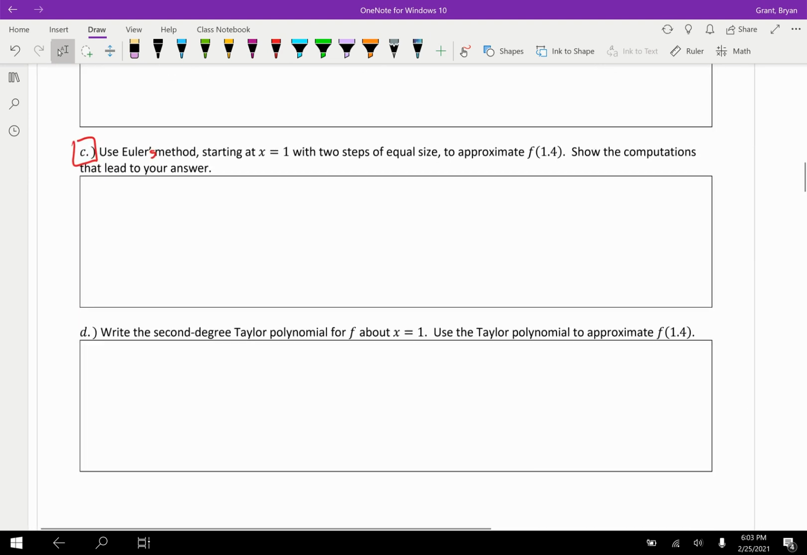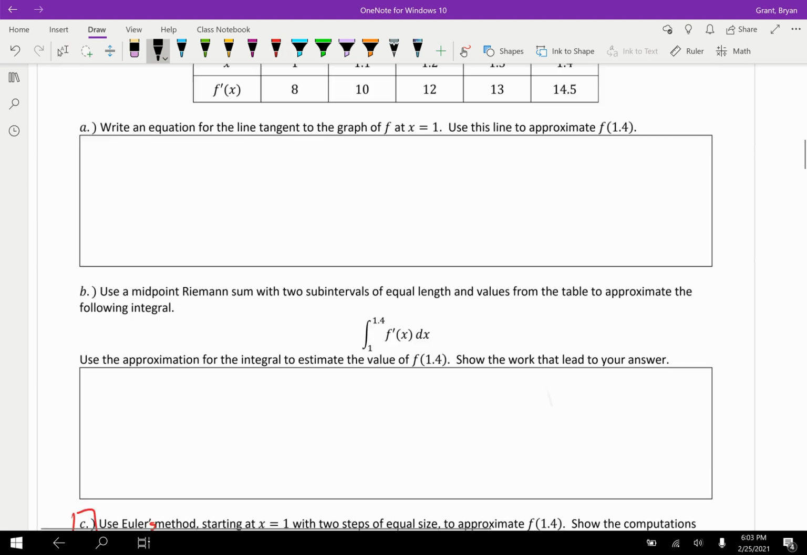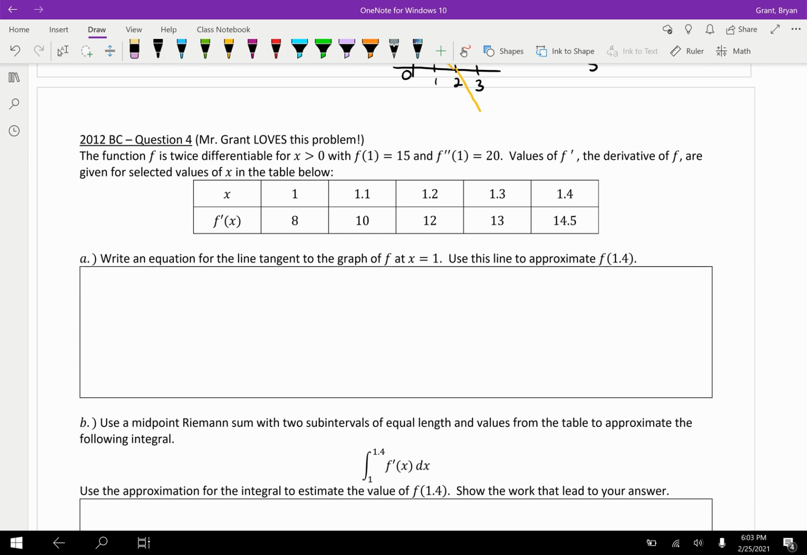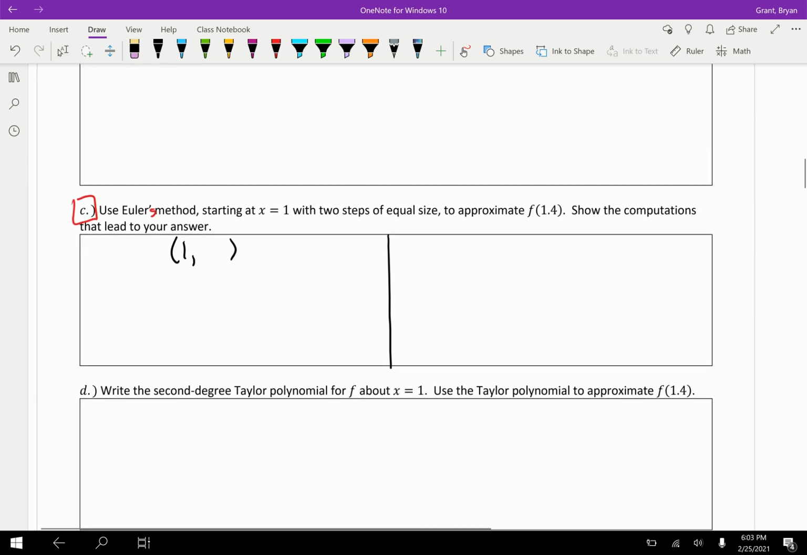So let's try Euler's method to make sure we're comfortable with this. 2 steps of equal size, so I'll split this in 2. Okay. We have an initial point, 1 comma something. They better give this to us, 1 comma what? 1 comma 15. Awesome. Okay. Ultimately, we are trying to approximate f of 1.4. So f of 1.4 is going to be approximated while we have our initial tangent line and our first tangent line. So f of 1.4 will be approximated by the tangent line that's here.